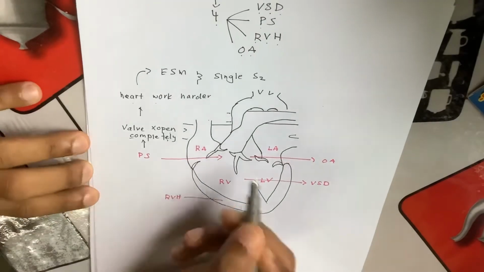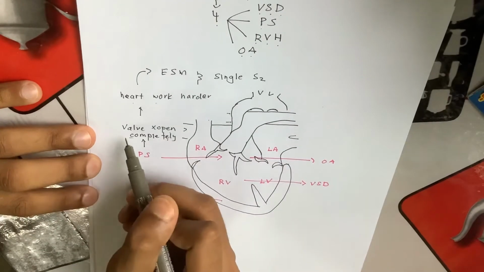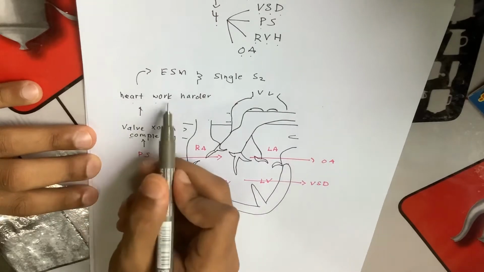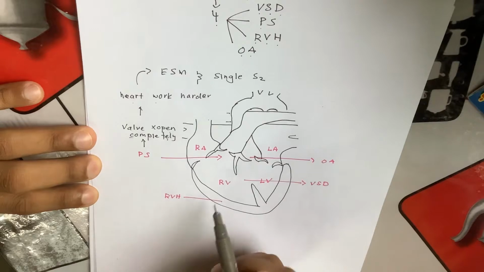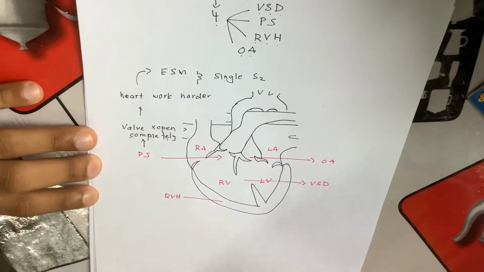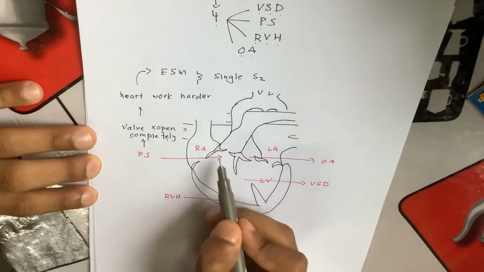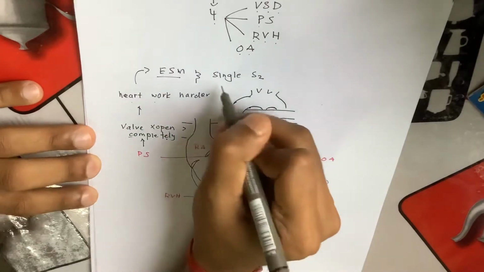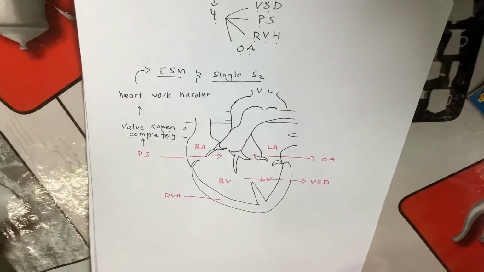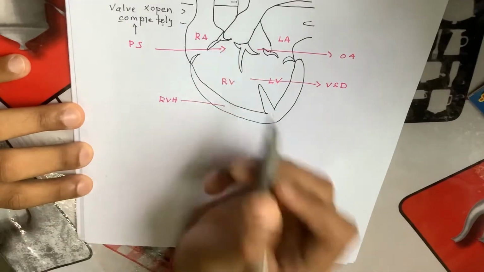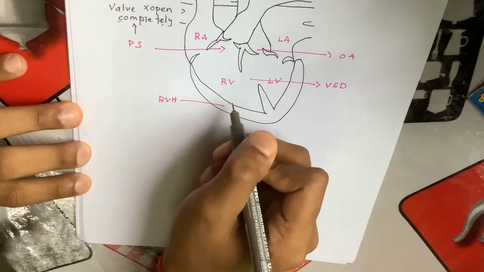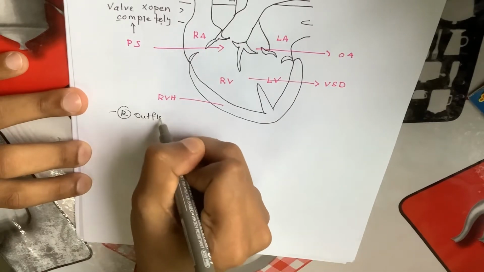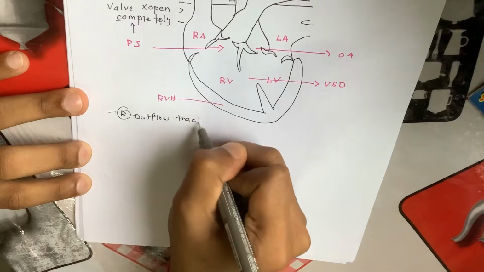First is pulmonary stenosis, which means the valve over the pulmonary artery cannot be opened completely. So the heart needs to work harder in order to pump the blood via the pulmonary artery. Since it is opening the pulmonary valve forcefully, it produces an ejection systolic murmur and a single S2 sound. Since the pulmonary valve is not opening completely, the right outflow tract is obstructed.